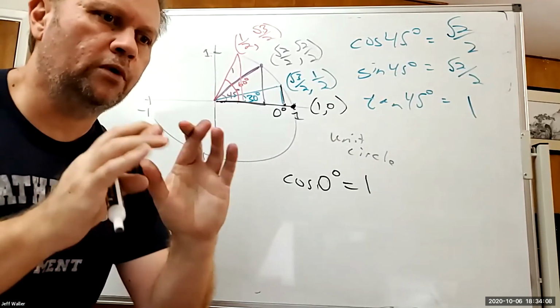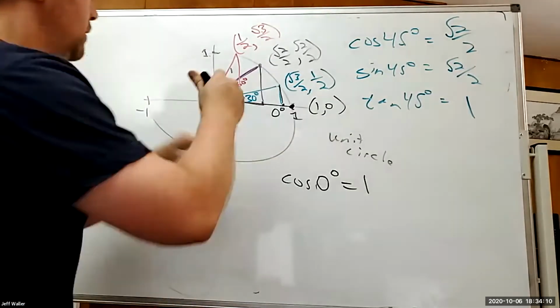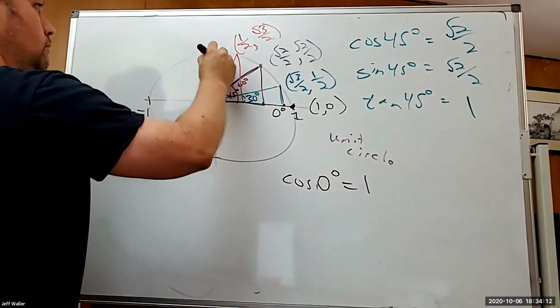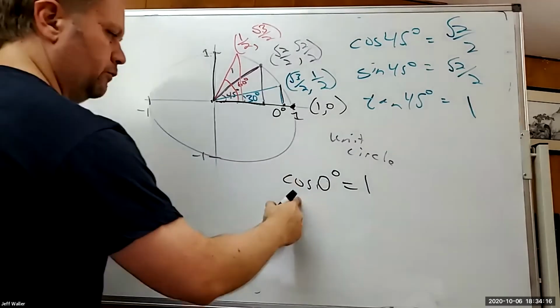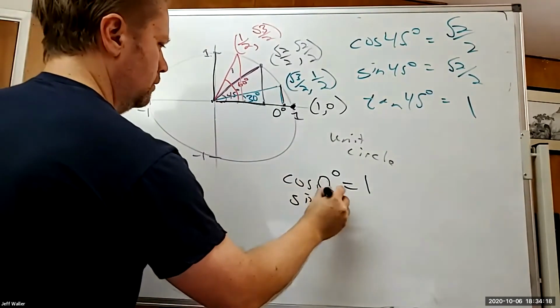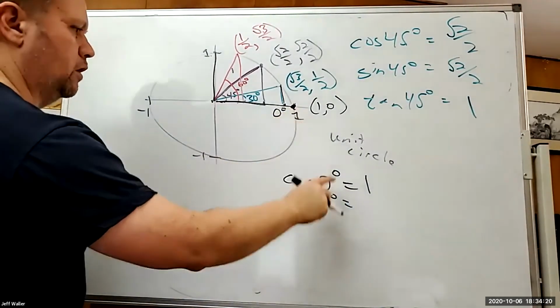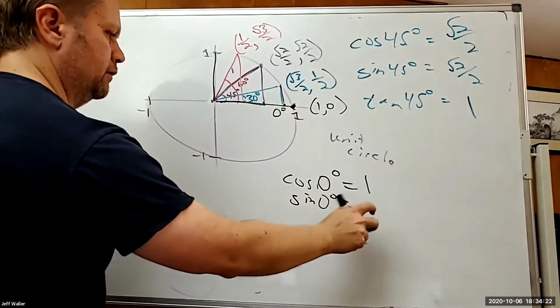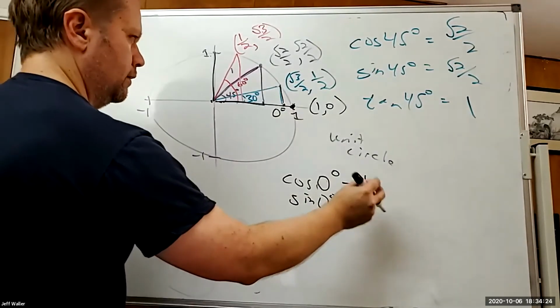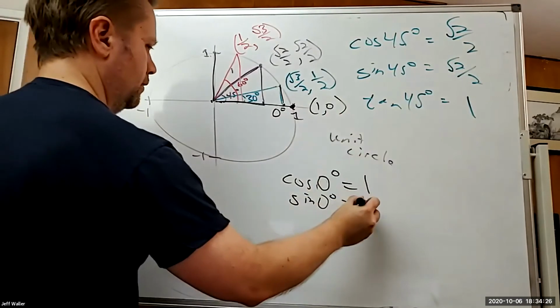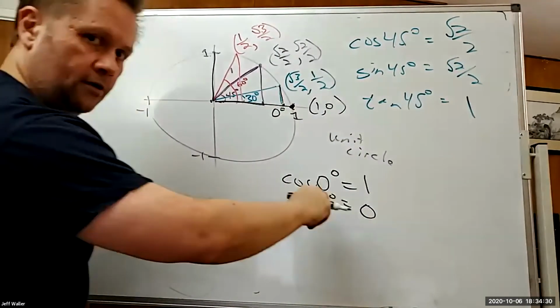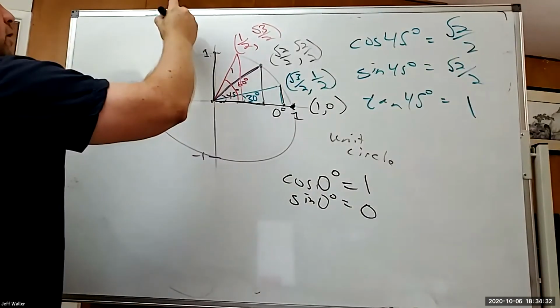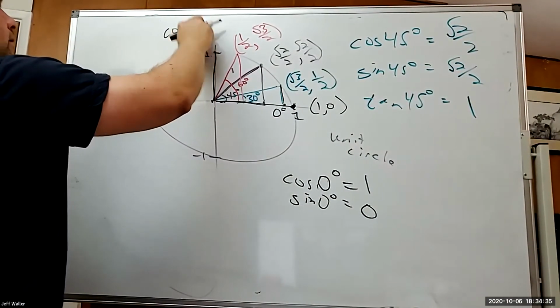All right, now here's where the cool stuff comes in. So what do you think this is? That's 90 degrees. So what do you think the, I'm sorry, real quick, what's the sine of 0? It's all x, no y. So what's the sine of 0 degrees? 0. Because there's no y piece to 0 degrees. So there's 0 y piece. So what do you think this is? What's the cosine of 90?